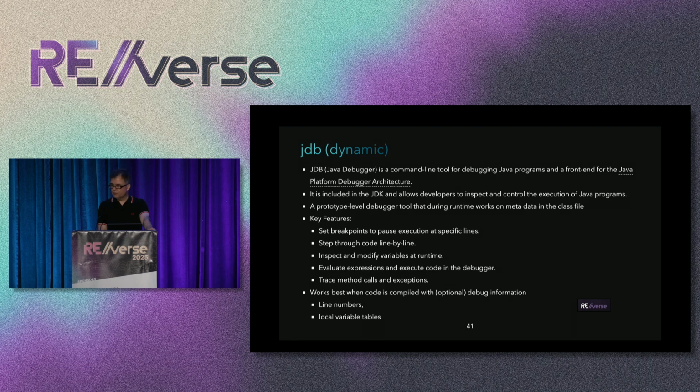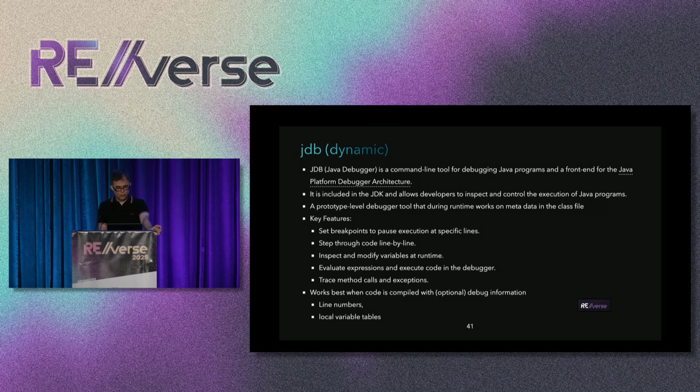You have the Java debugger. The Java debugger is a command line tool for debugging Java programs. It's a front end for the Java Platform Debugger Architecture, more or less a demo program. It is included with the JDK and allows developers to inspect and control the execution of Java programs.